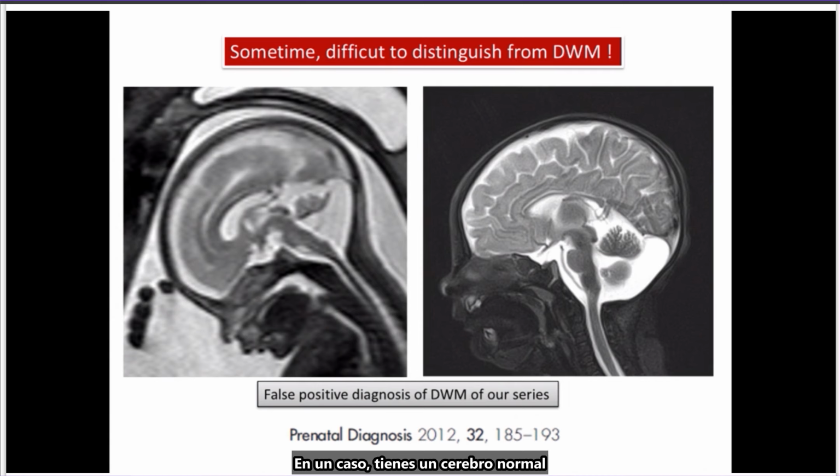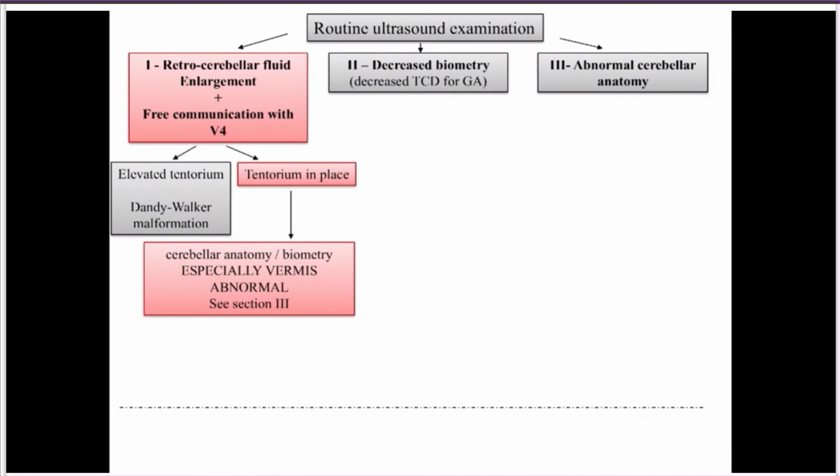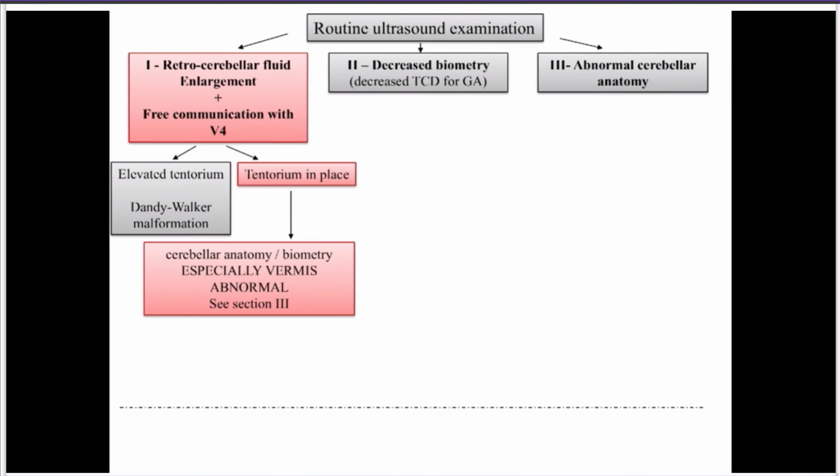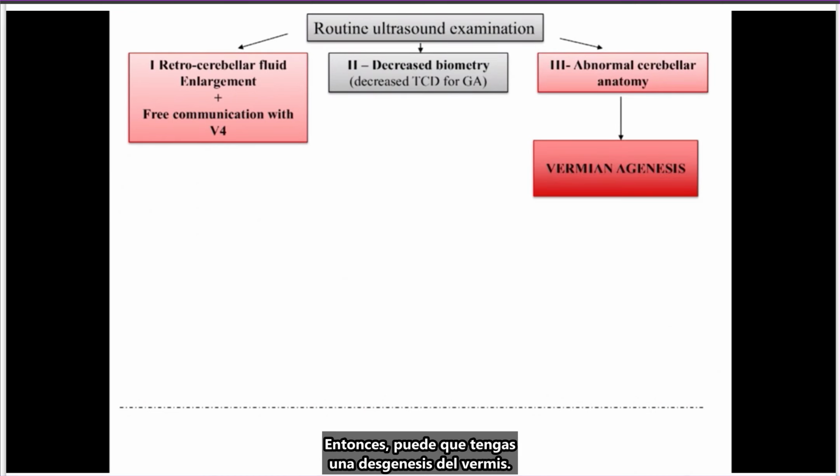In one case, you have a normal cerebellum, and in the other case, you have a dysgenesis of the vermis. So speaking about continuum, it's a continuum for imaging, but for prognosis, there is no continuum at all. In one case, it's a normal cerebellum, and in another case, it's dysgenesis of the vermis. So you may have this situation. You have a retrocerebellar fluid enlargement, free communication with the fourth ventricle, and the vermis is not normal. So you may deal with a vermis agenesis.